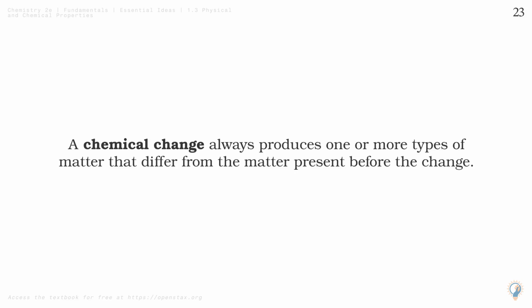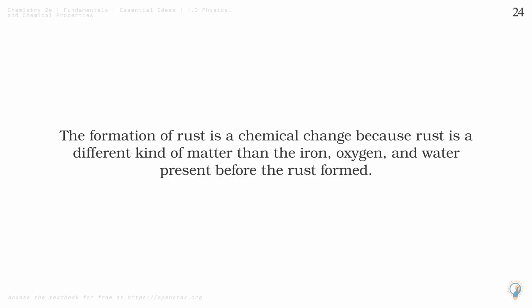A chemical change always produces one or more types of matter that differ from the matter present before the change. The formation of rust is a chemical change because rust is a different kind of matter than the iron, oxygen, and water present before the rust formed.